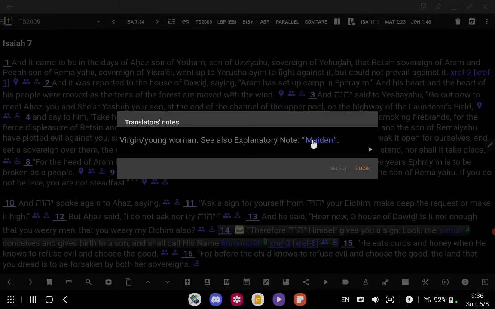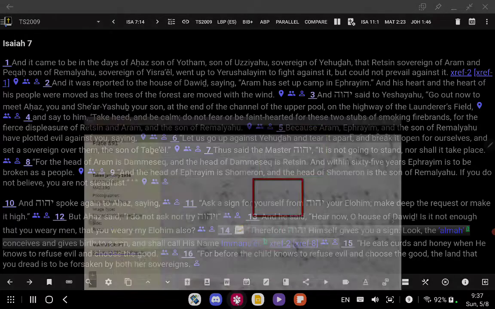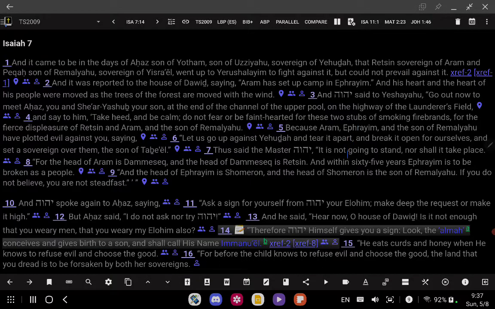It says see explanation. Okay, we're not going to click on that, but I've got an entire book that somebody's written, and it's called The Mother of the Infant King, Isaiah 7:14, and it's by this guy Christophe Rico. I believe he's French, even though his last name looks Spanish to me. And apparently this guy named Peter Gentry, and this is on page 196. I'm going to get into that in a second.